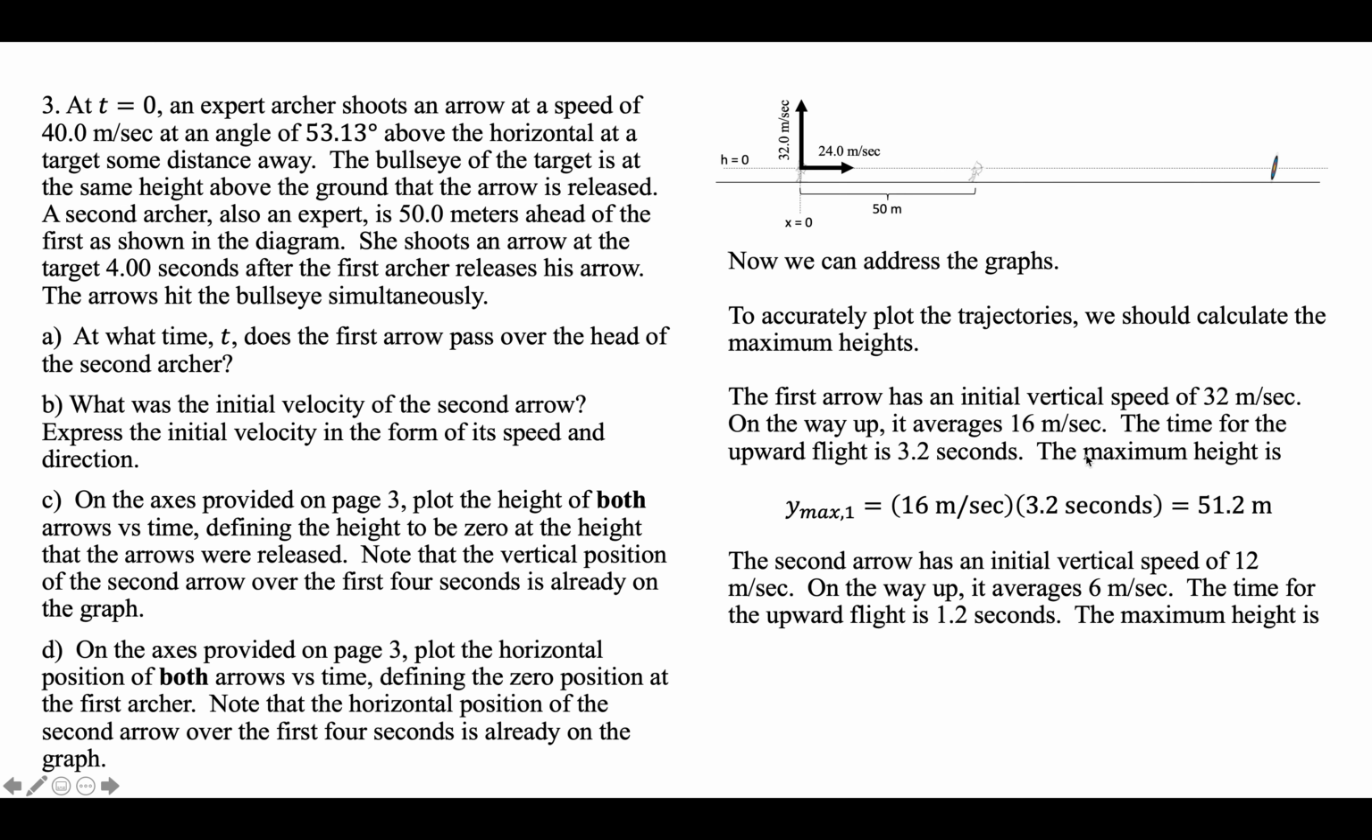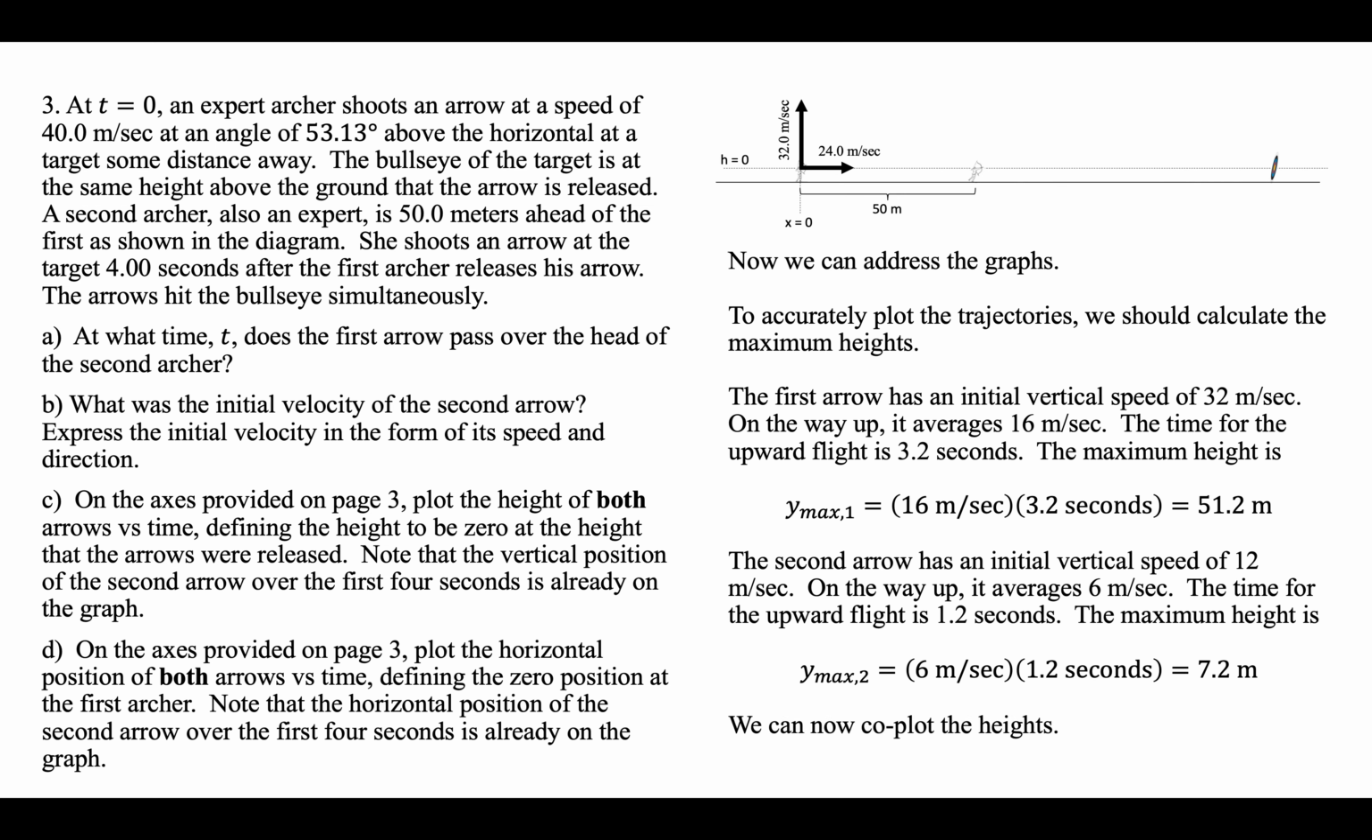The second arrow has an initial vertical speed of only 12 meters per second, so it averages 6 meters per second on the way up. The time for the upward flight is 1.2 seconds. So the maximum height is only 7.2 meters. Remember, the second arrow is shot at a low trajectory, 15 degrees, and a lot faster. First arrow shot at 53.13 degrees.